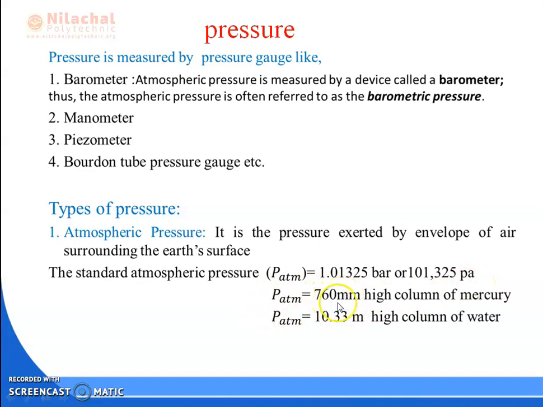Atmospheric pressure is 760 mm high column of mercury. Atmospheric pressure is also 10.33 meter high column of water. That you have to remember. That pressure is equal to 1.01325 bar, and it is 760 mm of mercury and 10.33 meter high in water. That you have to remember.